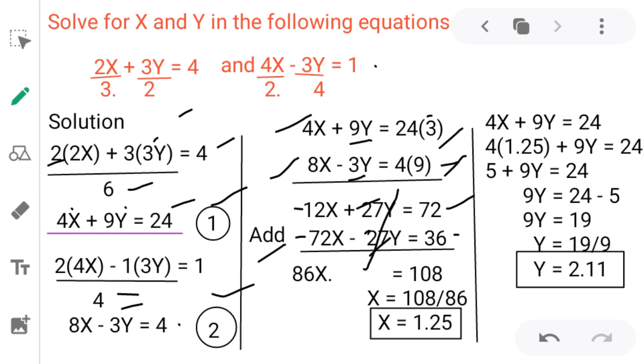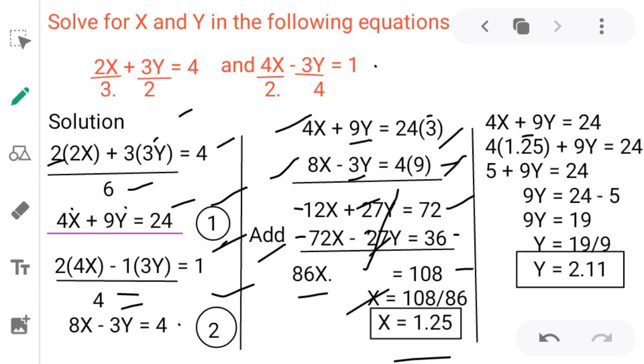So the remaining is 12x plus 72x, it becomes 84x. And 72 with 36 becomes 108. Then x becomes 108 divided by 84. It is 1.25. So take equation number 1, which we have already simplified, and substitute the value of x there. So 4 into x plus 9y equals 24. The value of x is 1.25.